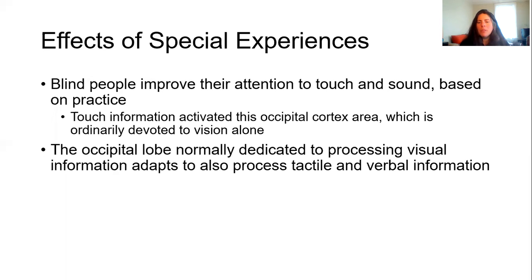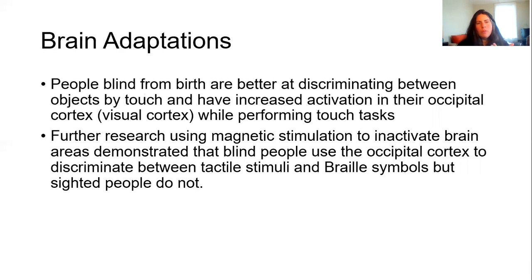It's going to adapt. It's going to be enrolled to process other types of information. People blind from birth are better at discriminating between objects by touch and have increased activation in their occipital cortex while performing touch tasks like reading Braille. Further research using magnetic stimulation to inactivate brain areas demonstrated that blind people use the occipital cortex to discriminate between tactile stimuli and Braille symbols, but sighted people do not.